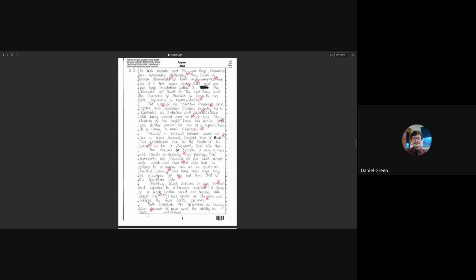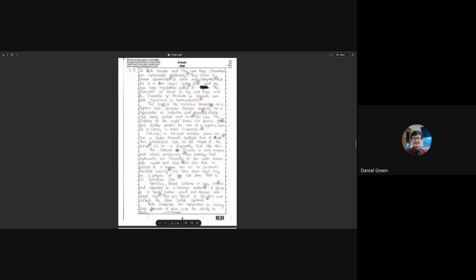Now, this got 20 out of 20, and not only that, it was used as exemplar during the training for the examiners, which means I know for a fact this is a 20 out of 20. And I'm going to talk a little bit about the rationale behind this and how you can create your own perfect 20-mark answer for the comparison component.